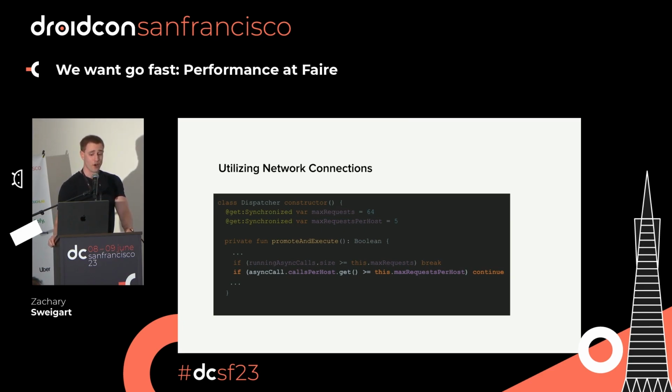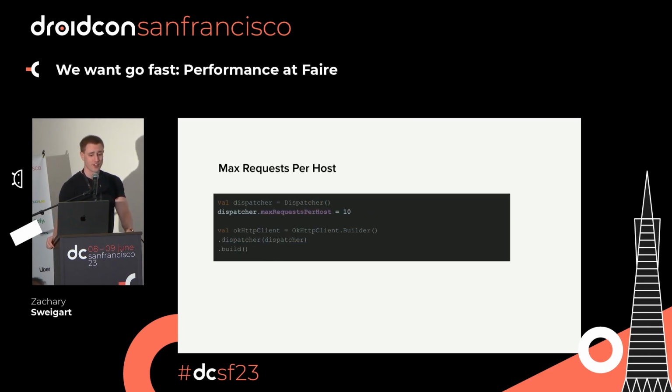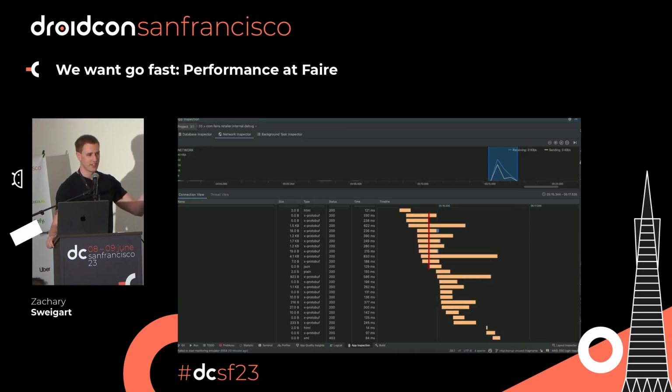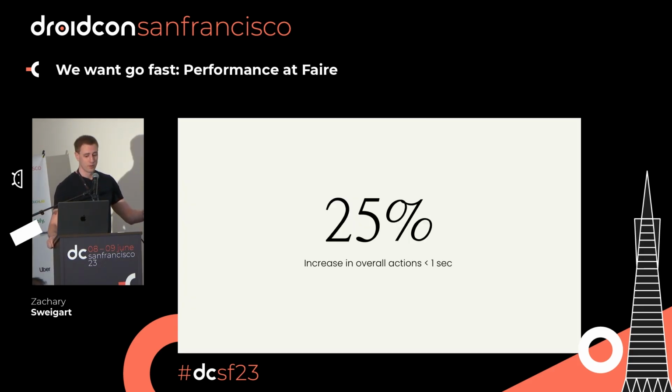You can really easily override this. When you create your dispatcher, you can set it, and we set it here to 10, and then when you build your OkHttp client, you just pass in your new dispatcher. Just making that one line change, you can see all of these extra network requests running in parallel. Doing this, we found that as an aggregate across all 12 actions, we saw a 25% increase in the number of actions that were happening in less than 1 second. So a huge win with just a single line change.